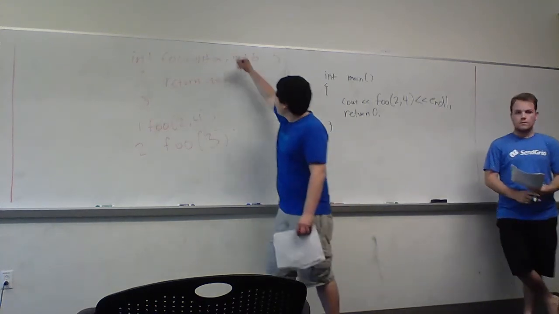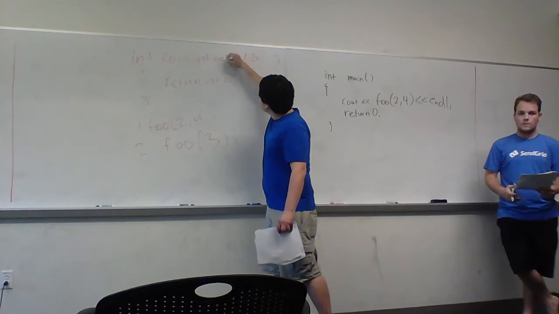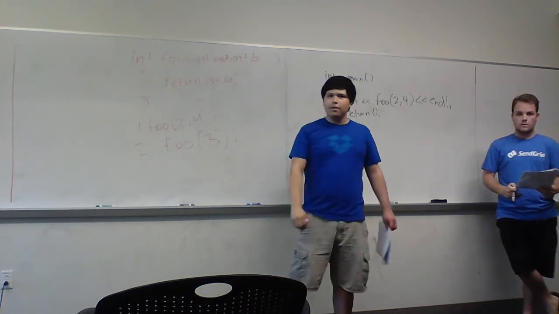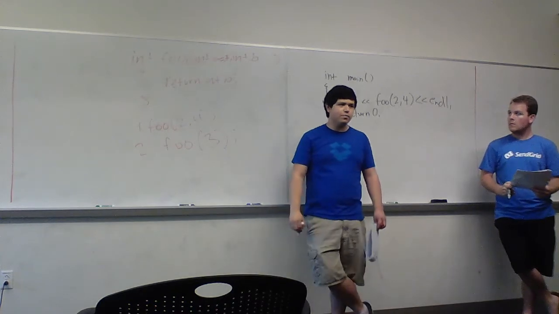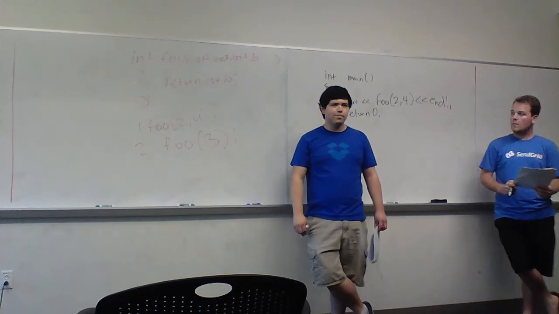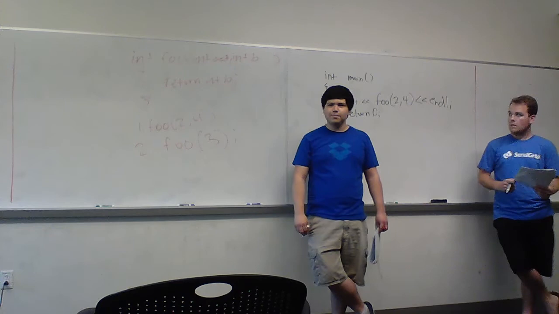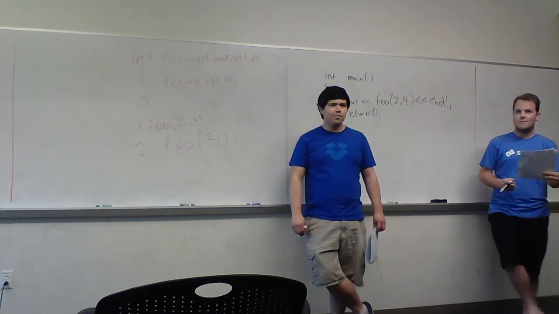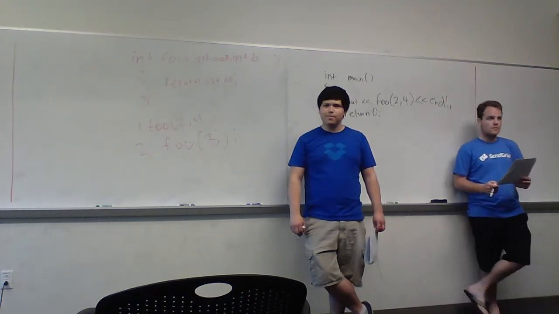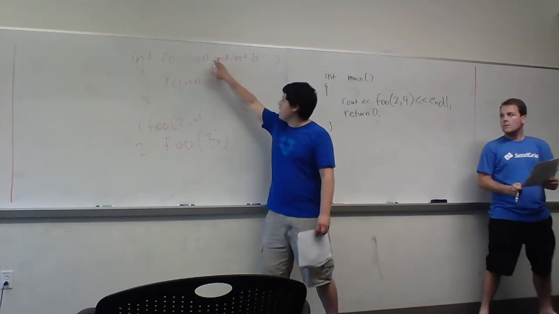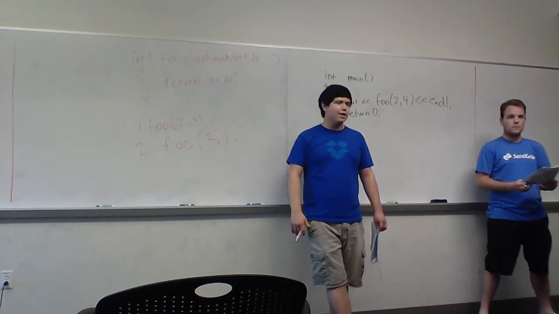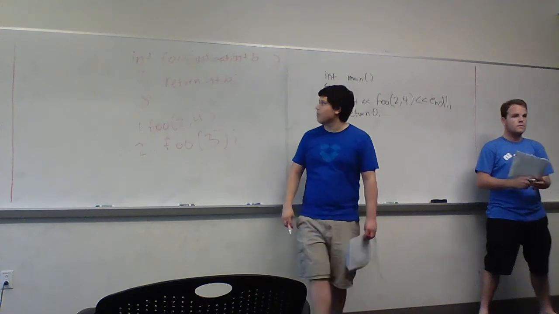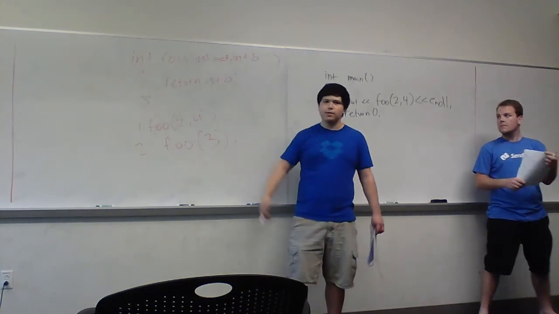So what happens when I do this? With the foo 3? Is it still 3? I gave A a default parameter. Yeah, it's still an error. So you caught that real quickly. This is actually pretty ambiguous.